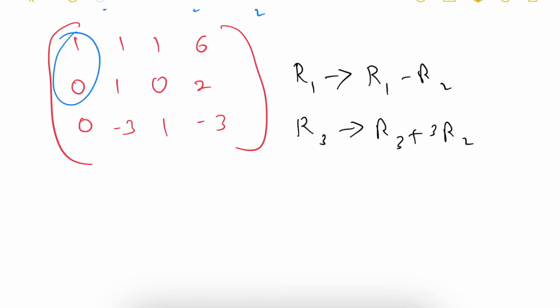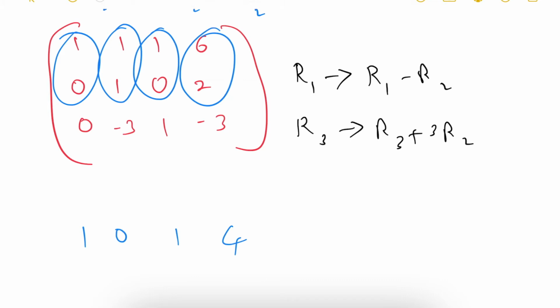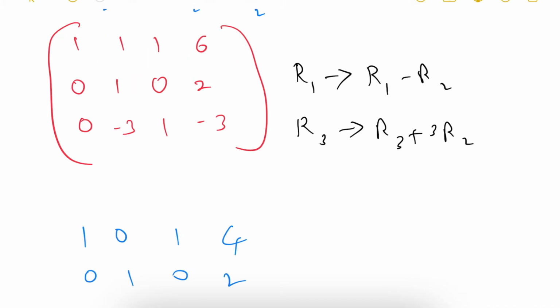So 1 minus 0 is 1, 1 minus 1 is 0, 1 minus 0 is 1, 6 minus 2 is 4. So 1, 0, 1, 4. Then R2 is as usual 0, 1, 0, 2. Then we need to change R3. Let us check R3 now. R3 is nothing but R3 plus 3R2.